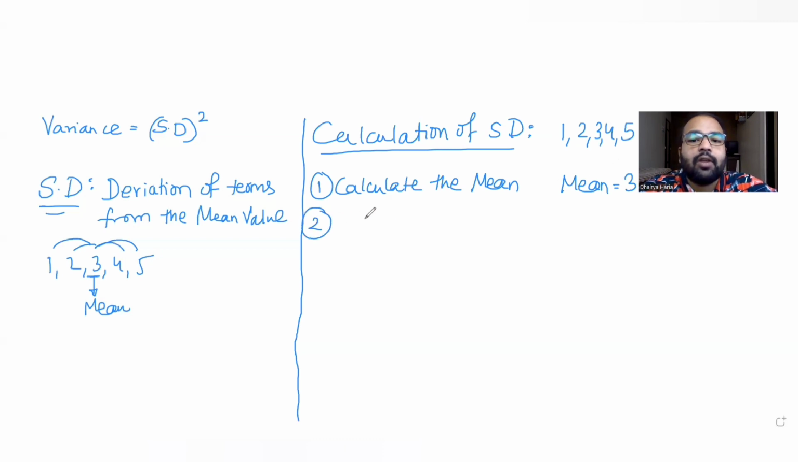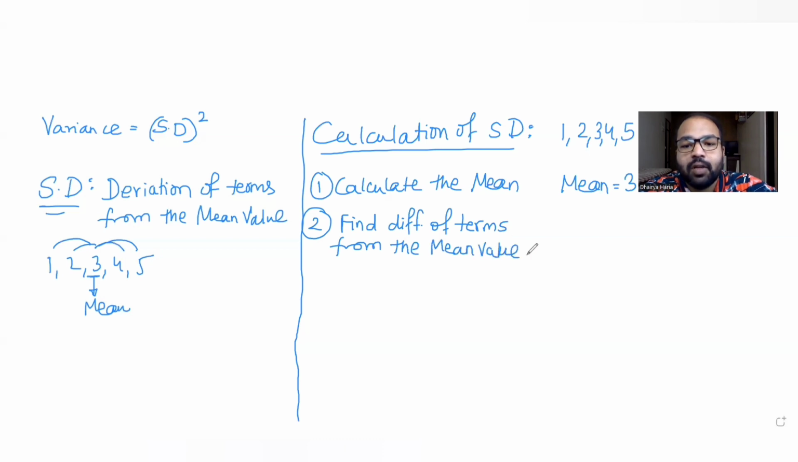Second step, calculate the difference of the terms from the mean value. So I'll calculate the difference of each term from the mean value. So 3 minus 1 gives me 2. 3 minus 2 gives me 1. 3 minus 3 gives me 0. 3 minus 4 gives me minus 1. 3 minus 5 gives me minus 2. Right? So these are the differences of all the terms from the mean value.